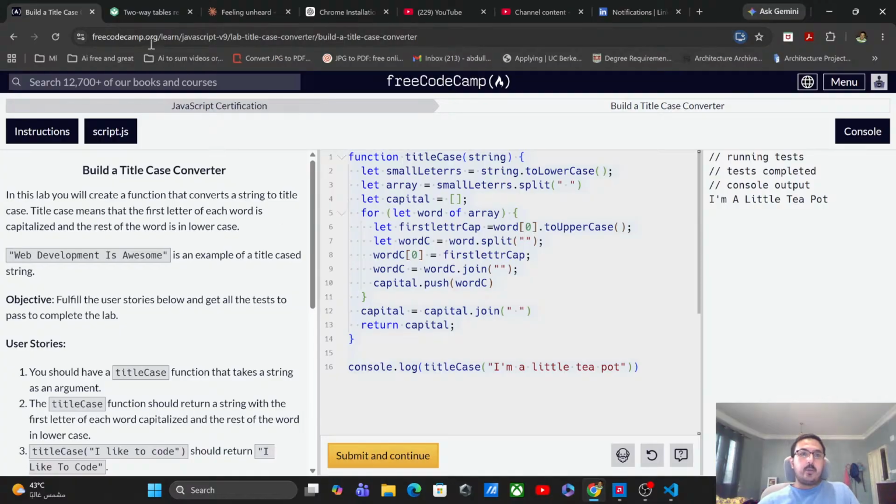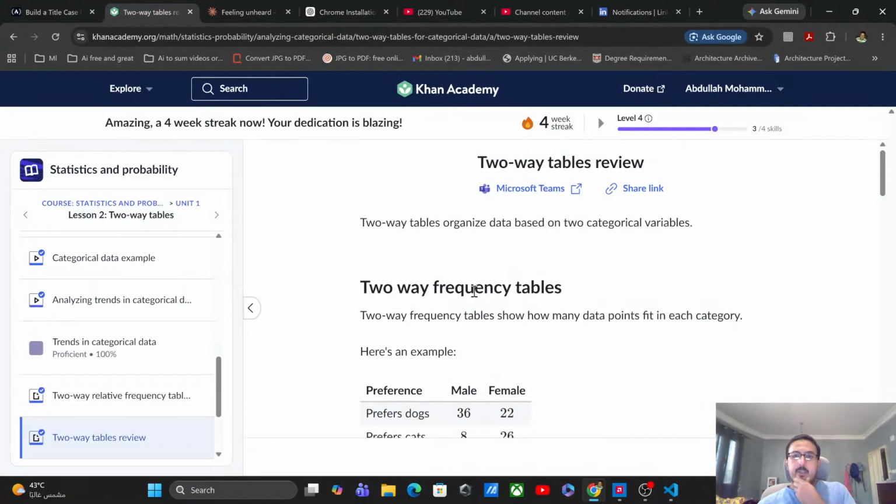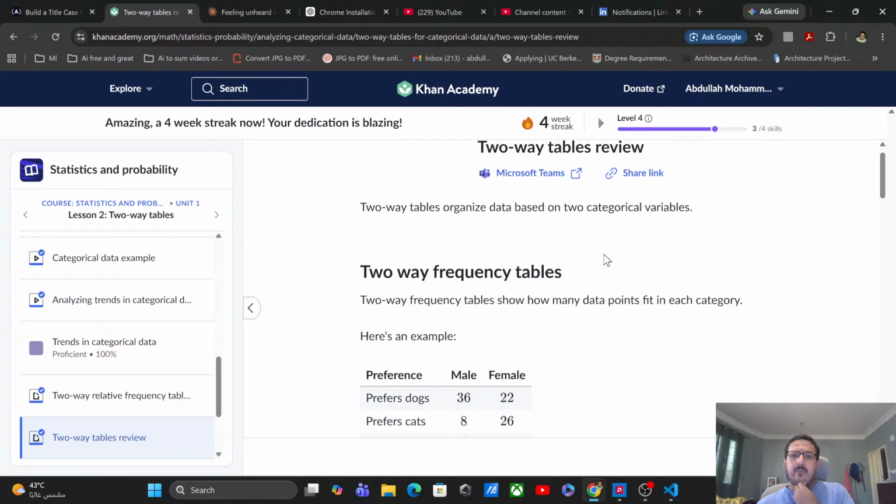So, let's do this all. Let's start where we left off. Part two, two-way tables review. This is to complete the four skills. Two-way tables organize data based on two categorical variables.